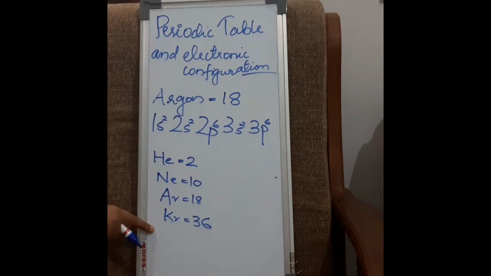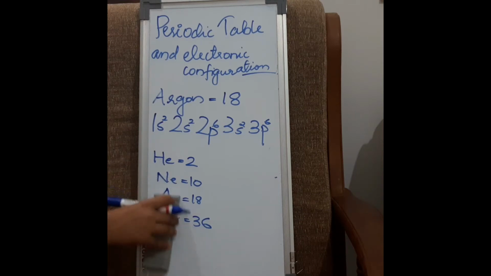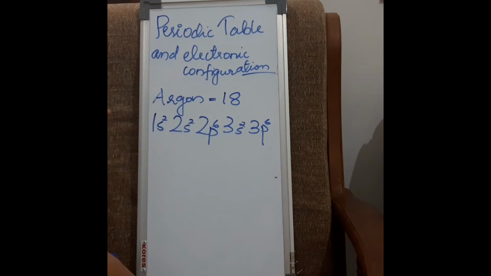Helium 2, neon 10, argon 18 and krypton 36. Okay, I hope you have written this. Now we can go to the chapter. This is how we write the subshell electronic configuration of argon.